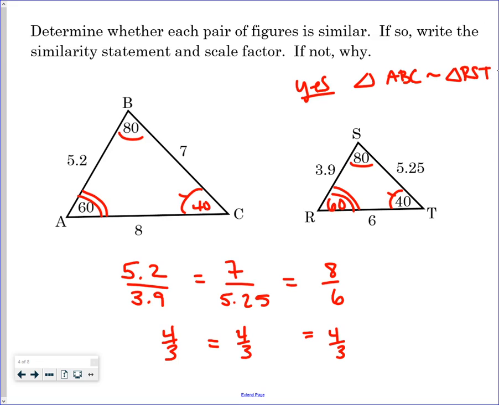Okay. And then the scale factor, because I said triangle ABC first, that's my 8 to my 6. So am I going to say 4 to 3 or am I going to say 3 to 4? Yeah, I'm going to say 4 to 3. If I had put triangle RST first, I would have said 3 to 4. Do you guys get the difference there?